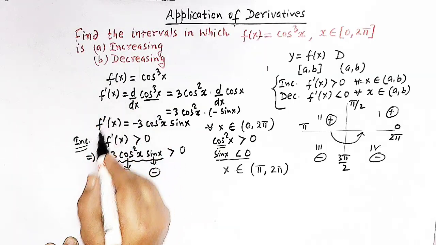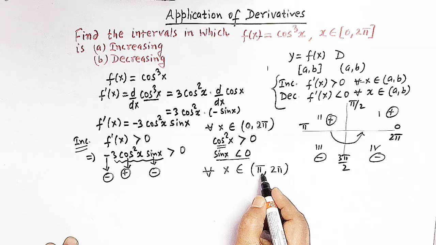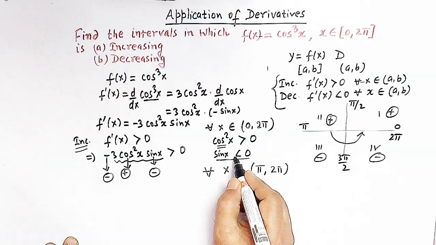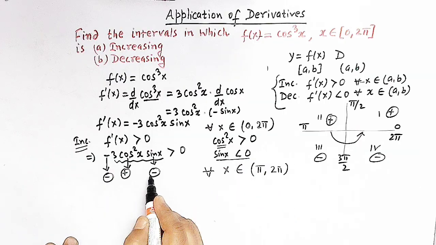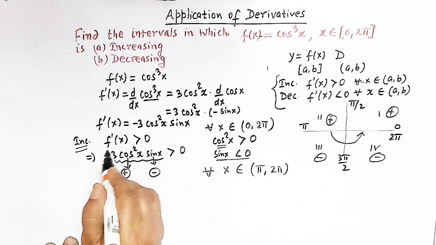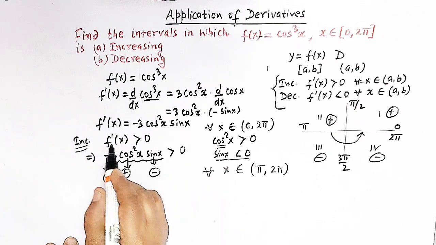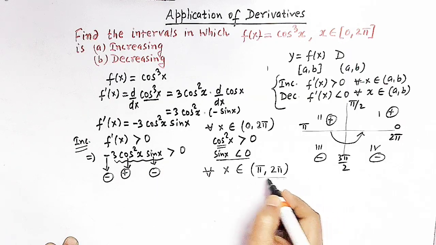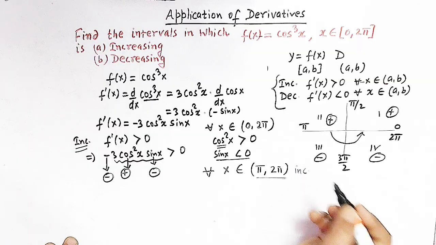So this function is increasing for all x belonging to pi comma 2 pi, because in that case sine x is less than 0. So sine x is negative, and the product of this negative sign with this negative sign is positive, so that this entire term is greater than 0, that is, the derivative is greater than 0. So in the interval from pi to 2 pi, the function is increasing.